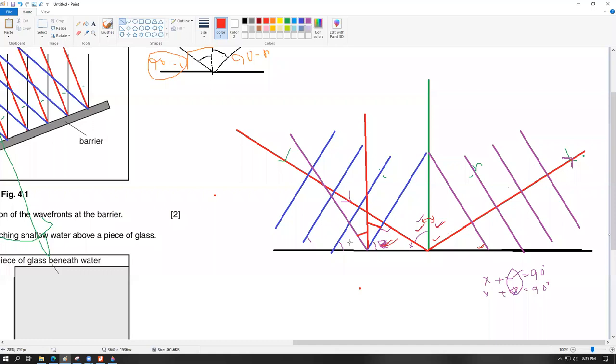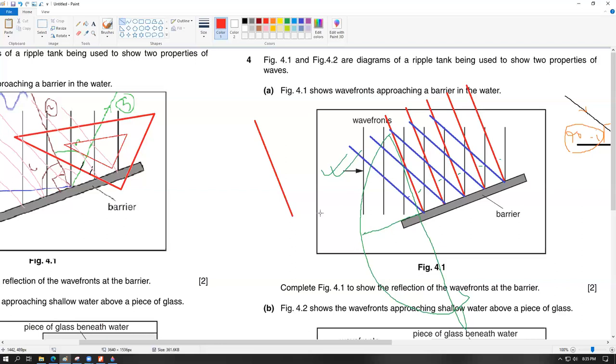Did you understand this part? Yes. I showed two different drawings. You might feel like, why are these drawings so difficult? You are looking at this for the first time.